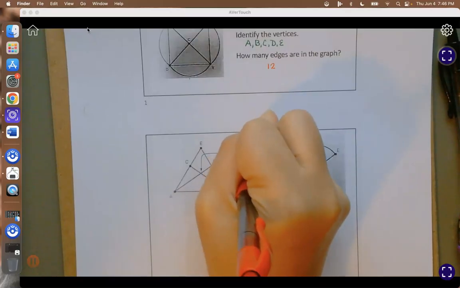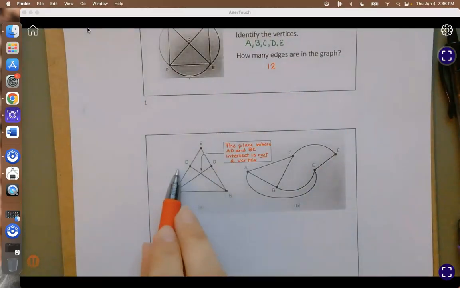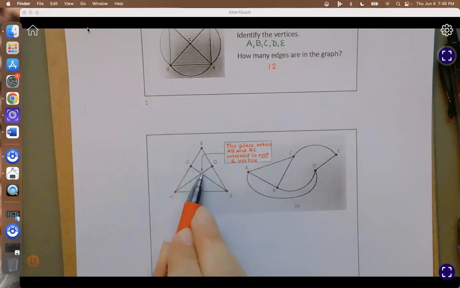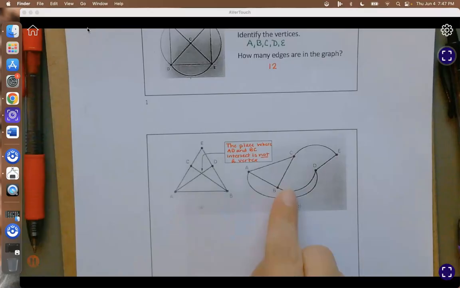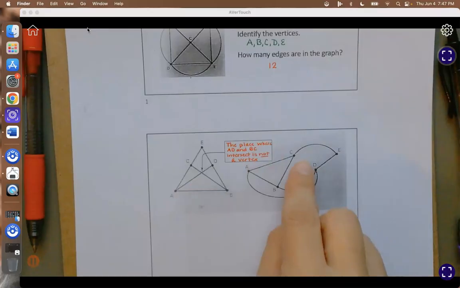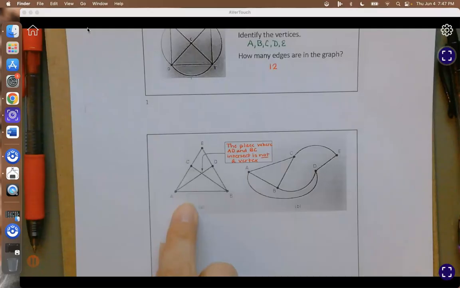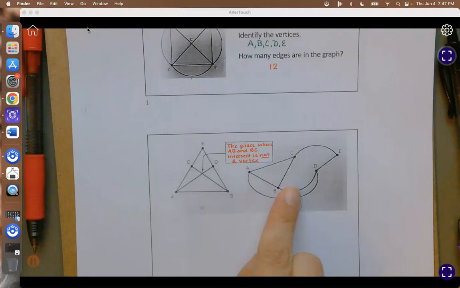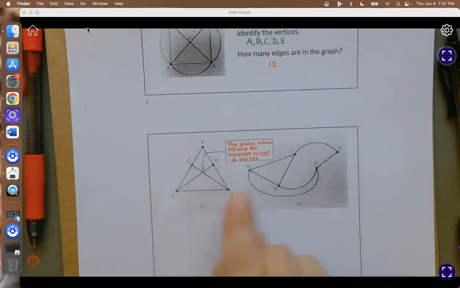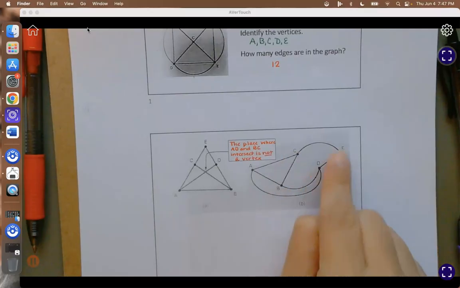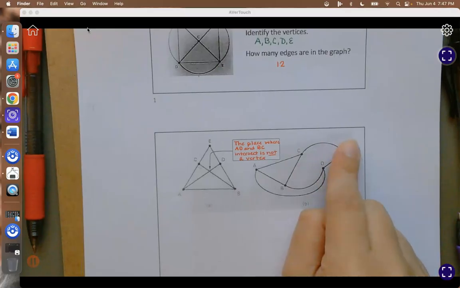So let's put some notes here. We could draw figure A as figure B because this graph contains the same vertices and edges. Okay.